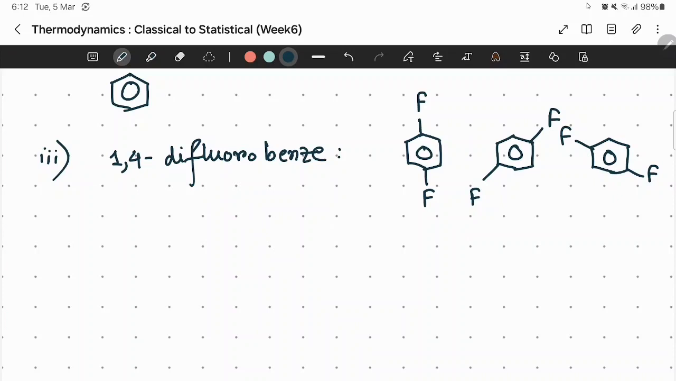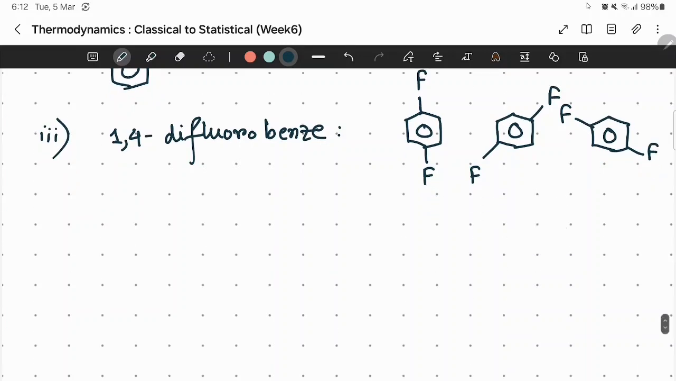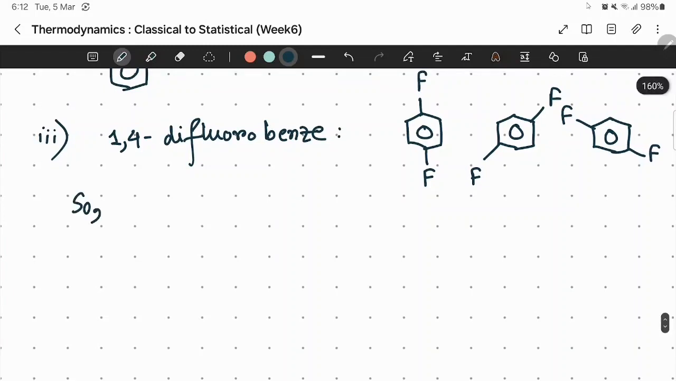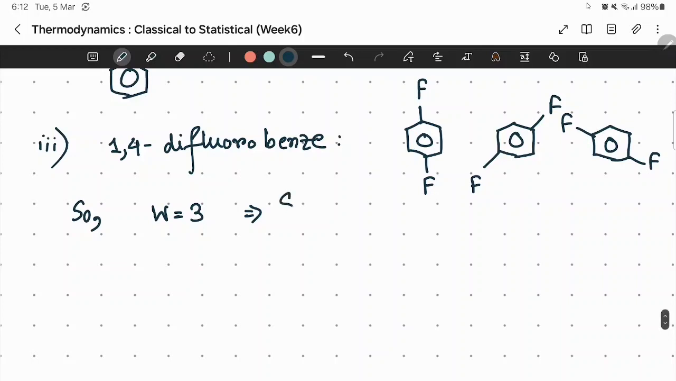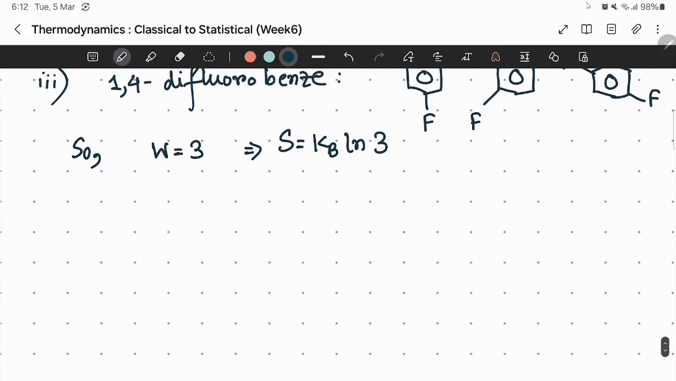But if you again rotate it, this is obtained by giving a rotation of pi by 2. But again, if you rotate by 90 degrees, then you will obtain this. So eventually there will be three effective orientations. So W will be 3 and entropy will be k_B ln 3. This is for 1,4 difluorobenzene.